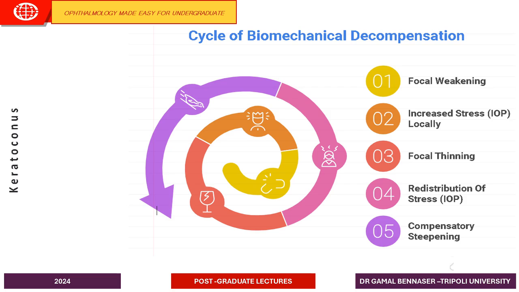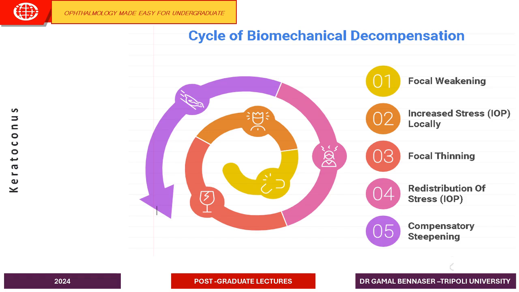This is the internal stress factor, because the stress might be internal or external. As I said, the external could be due to continuous rubbing of the eye. However, the internal risk factor is the intraocular pressure. The cornea wants to maintain a normal intraocular pressure, so it will withstand the pressure by the normal tensile strength of the collagen fibers and the normal thickness of the cornea. Once there is focal weakening, this increases stress on the cornea.